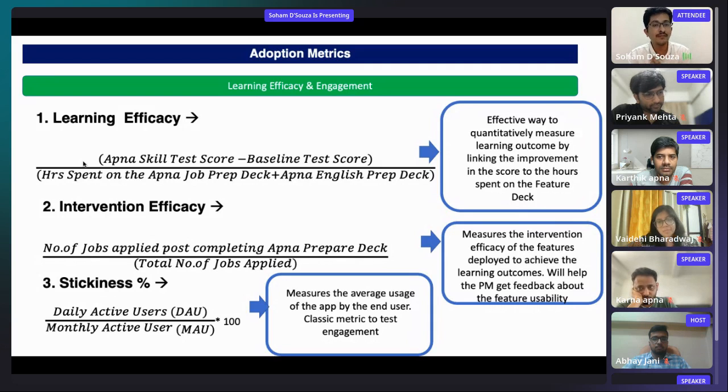Then the intervention efficacy is the number of jobs applied after preparing, after the person has gone through our content material of decks, upon the number of jobs. So this will help us see what we have done. It will give a good feedback loop to the product manager: is it really intervening in better job outcomes? And the stickiness, which is our normal, classical metric to see engagement.